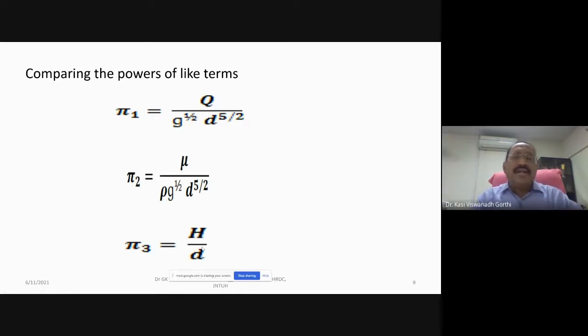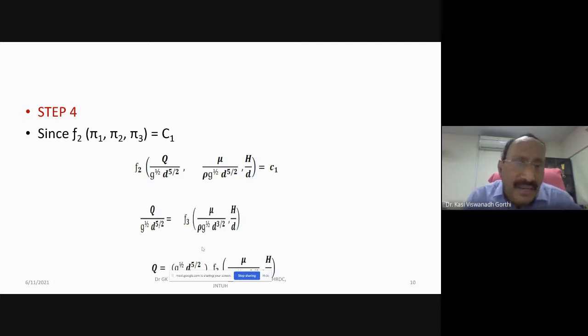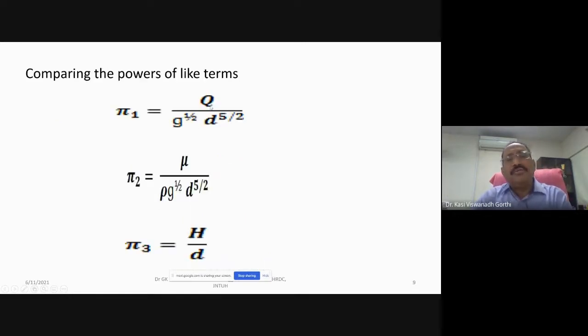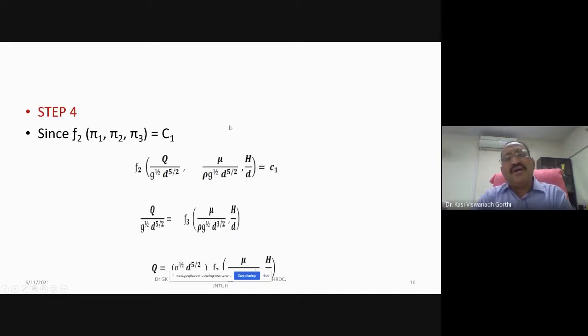Among these pi terms, the functional relationship can be established. How do you establish the functional relationship? Function f2 of pi 1, comma, pi 2, comma, pi 3 is equal to a dimensionless constant c1. Just now we have seen pi 1 is Q by g to the power half d to the power 5 by 2, pi 2 is mu by rho g to the power half d to the power 5 by 2, and pi 3 is h by d, equal to c1.